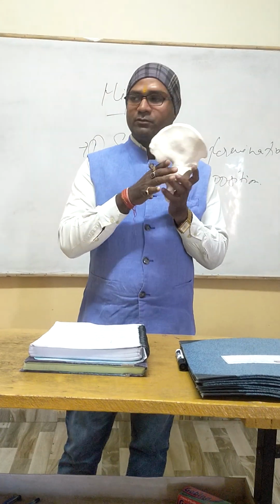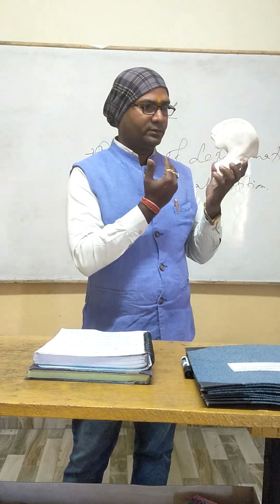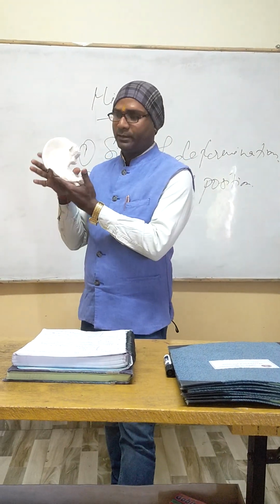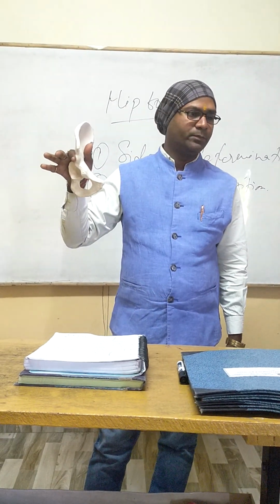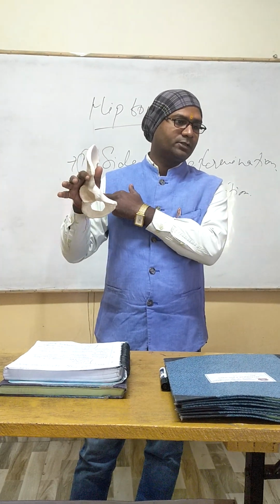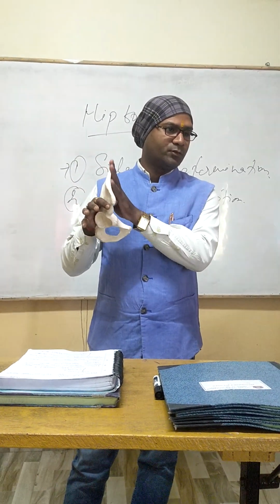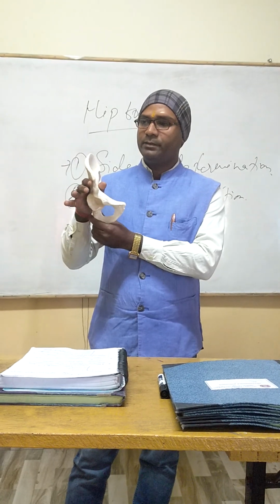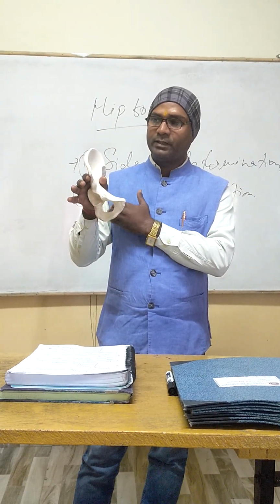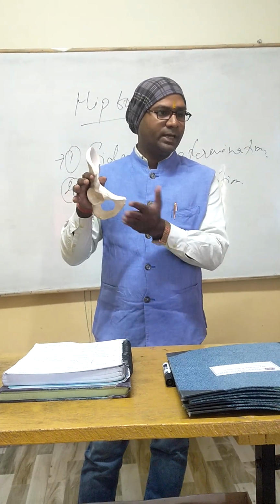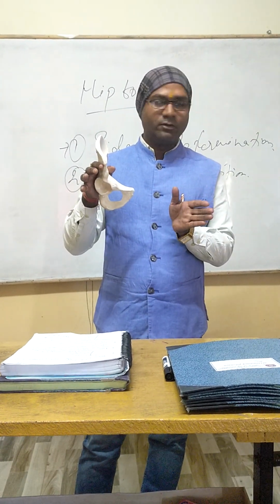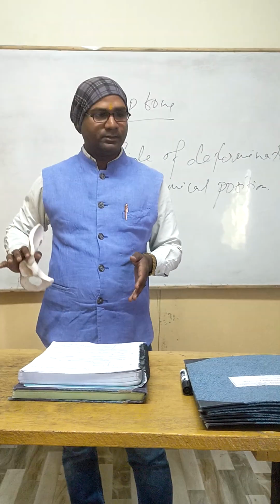The greater sciatic notch always lies in the posterior side. Okay, this is the holding position. This is the right side of the hip bone. The ilium, the extended part, is superior; the ischium is in the inferior and posterior side; or the pubis, this is anterior and medial. So it sits in the body like this.